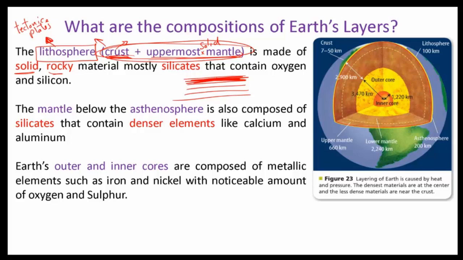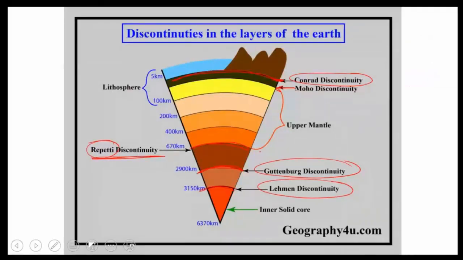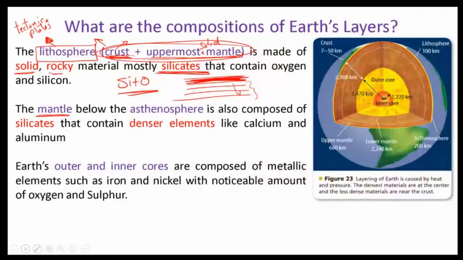This layer is solid and rocky and made up of mainly silicates. Silicates are compounds that have silicon and oxygen together. Then after that, there are the mantle layers. There are multiple layers, as I showed you in the picture at the beginning. All of these up to here are layers in the mantle. So the mantle has multiple layers.